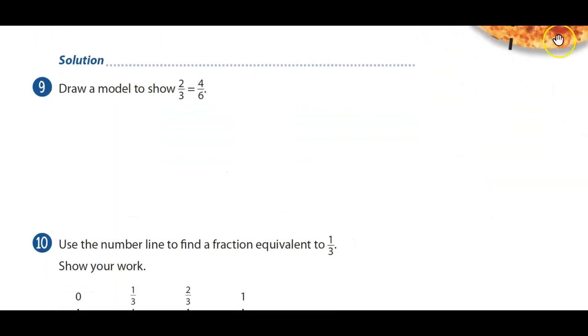Then look at 9. It says draw a model to show 2/3 and 4/6. Oh, okay. When it says thirds, very confusing. Okay, so I need 2 circles.